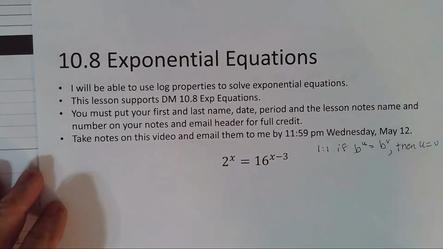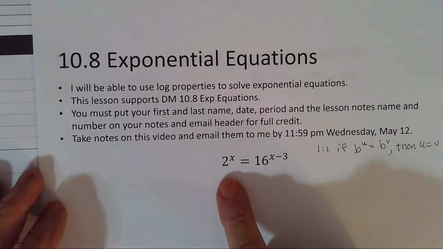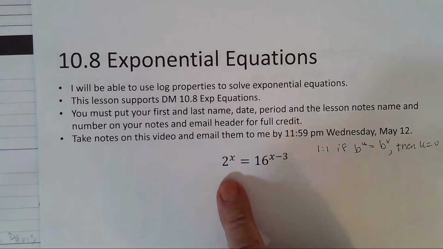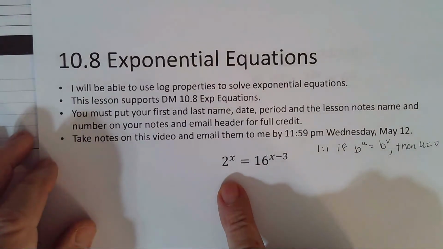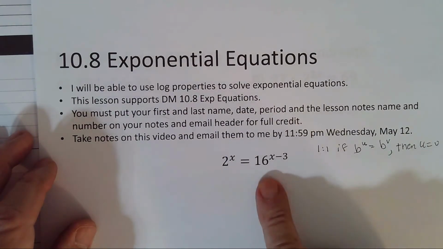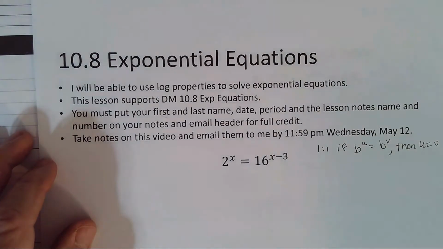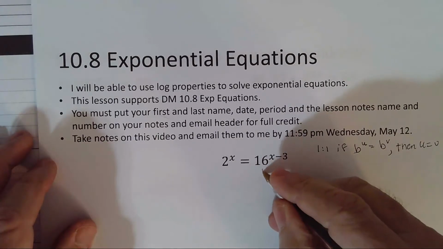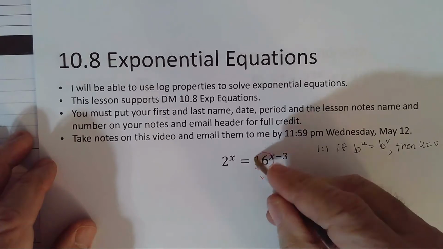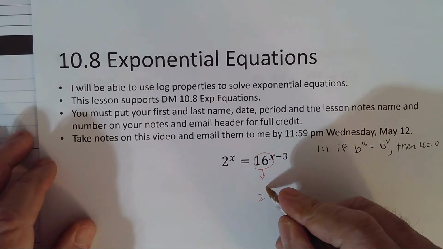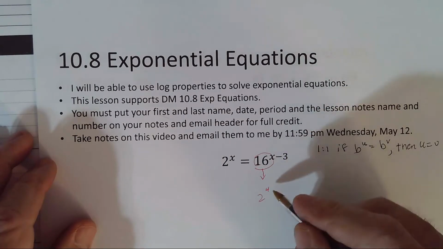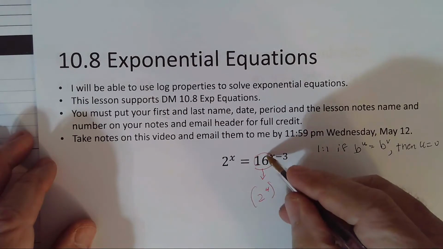Over here on the left, we have a base of 2, and that's a prime number. So over here with 16, if you factor 16, you get 2 times 2 is 4, times 2 is 8, times 2 is 16. So that's 2 to the 4th. So if I were to rewrite this as 2 to the 4, and it's the base, not the x. Let's not include the x here.